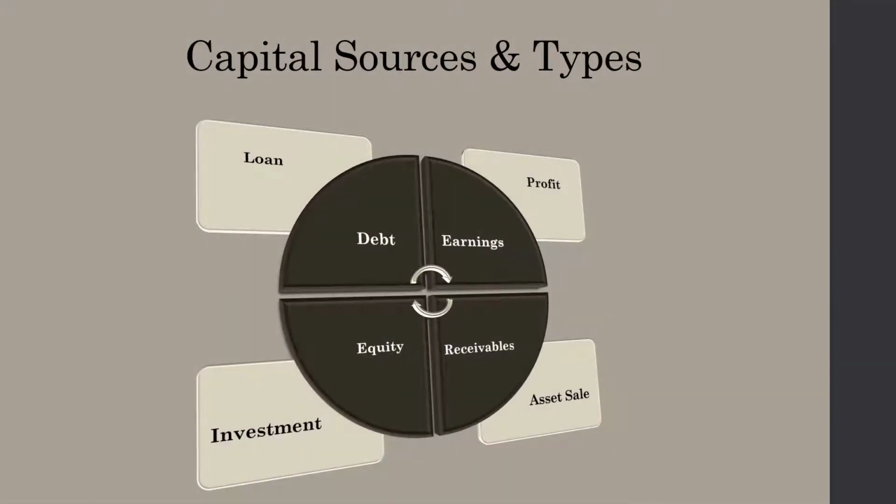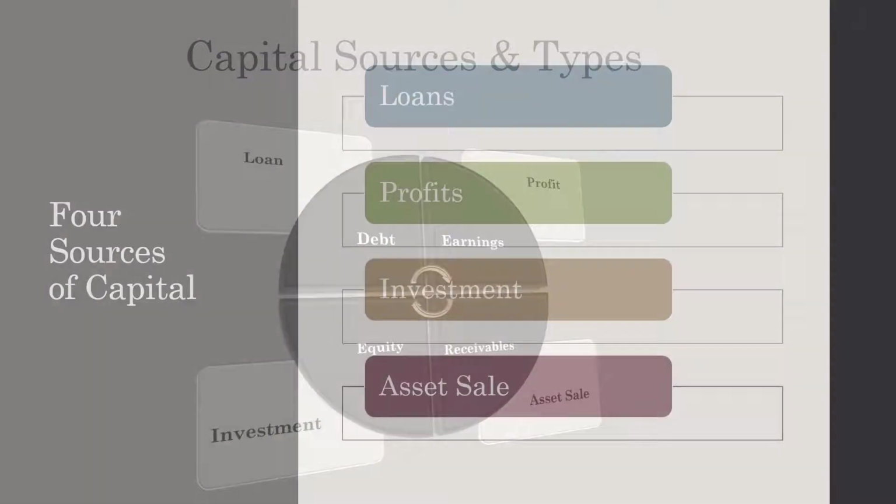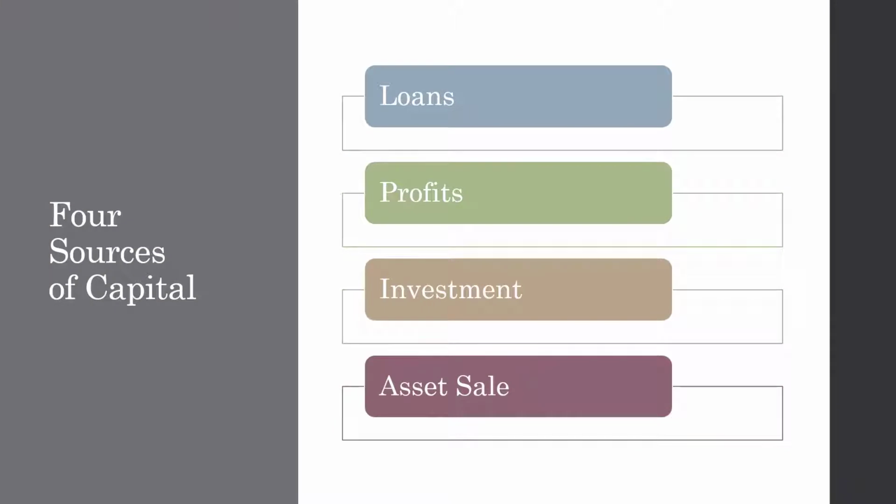Here is our chart again on the basic 4 types and sources of capital. There are 4 main sources of capital. These are general categories of capital, and each form can have various levels of complexity. We will explore some of the various forms of each source of capital. The 4 sources of capital are loans, profits, investments, and asset sales.